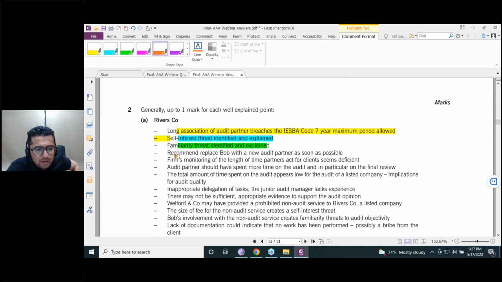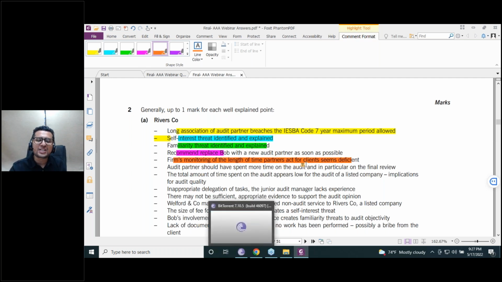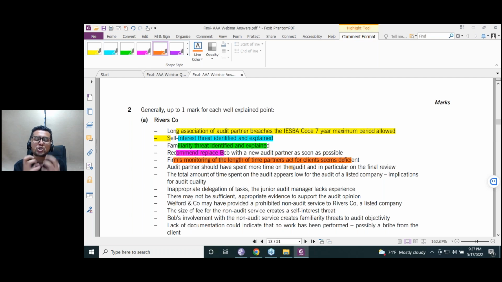Let's see. So this was the recommendation. Now, the firm's monitoring of the length of time partners act for clients seems deficient. So this is the 5th mark which you can extract from this particular situation. Is this clear to everyone? 5 marks. Can I have a confirmation that all of you are clear with respect to the 5 marks?